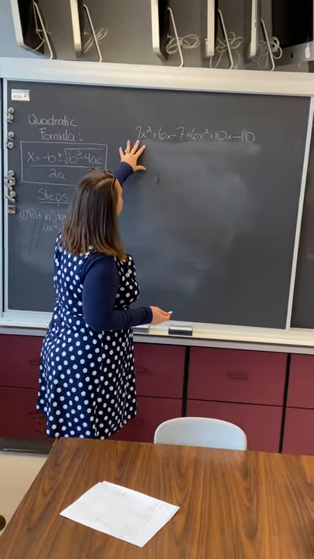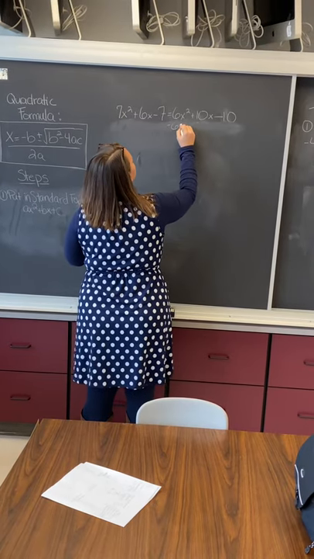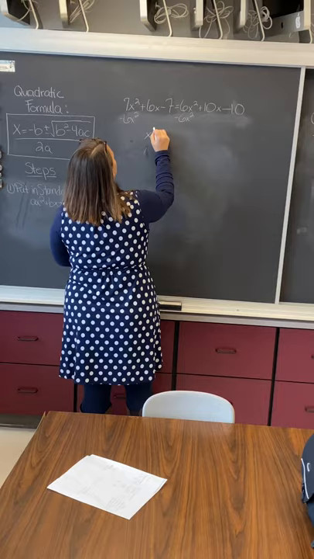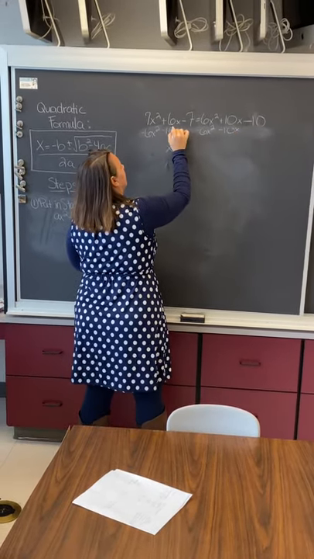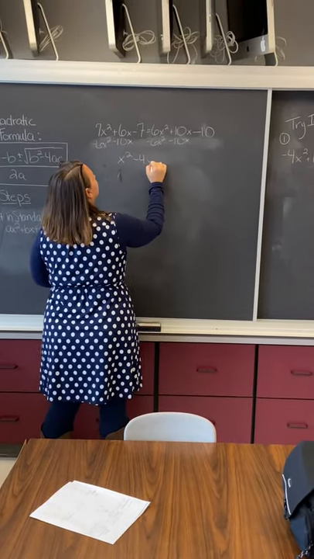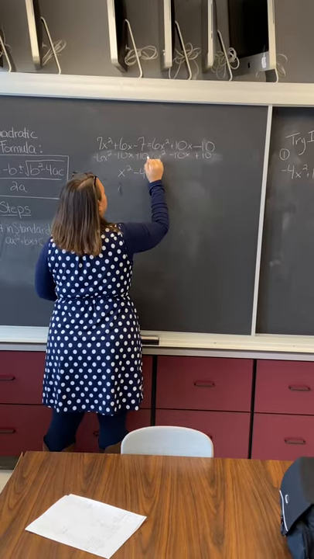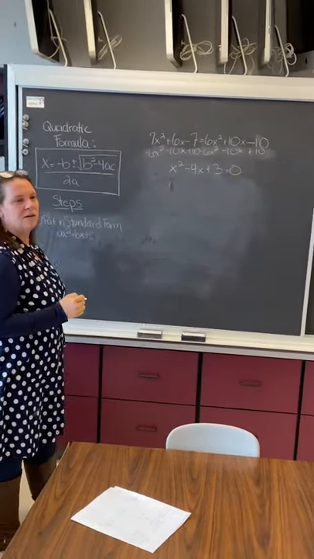We want to get everything on this side, or zero on that side. You guys have done this before. I'm going to subtract 6x squared from both sides. I'm left with x squared. I'm going to subtract 10x from both sides, minus 4x, and I'm going to add 10 to both sides, plus 3. Now it looks like an equation in standard form.